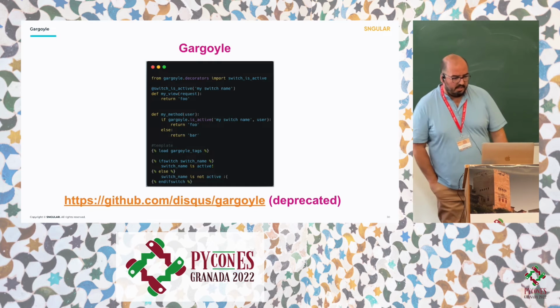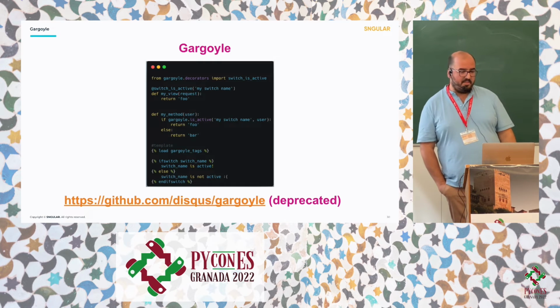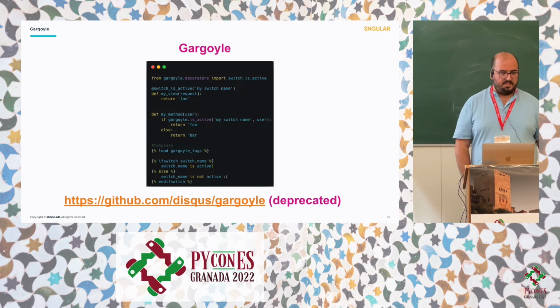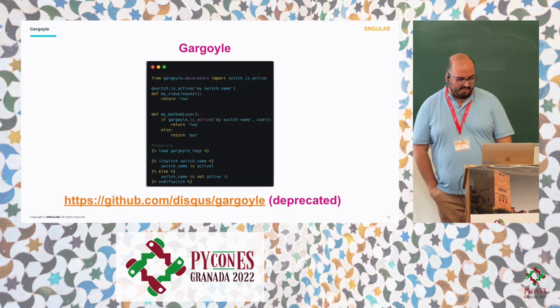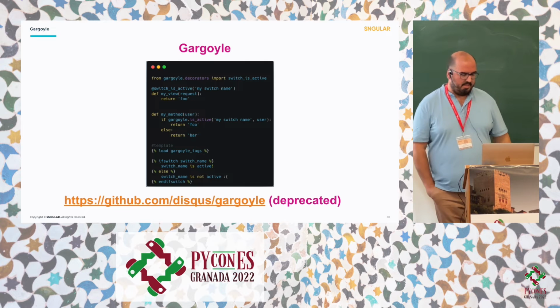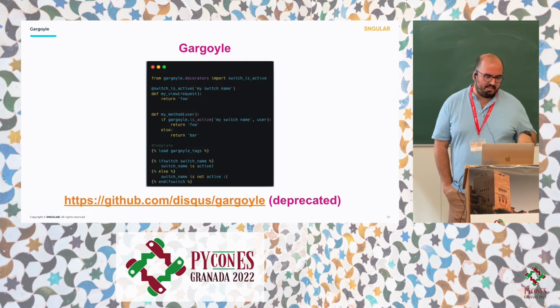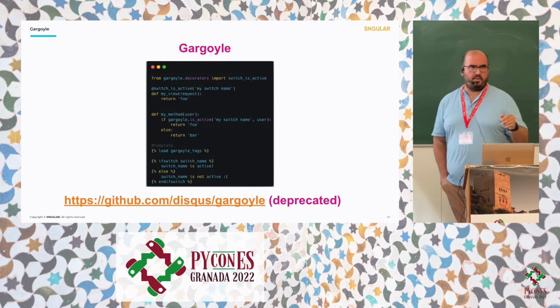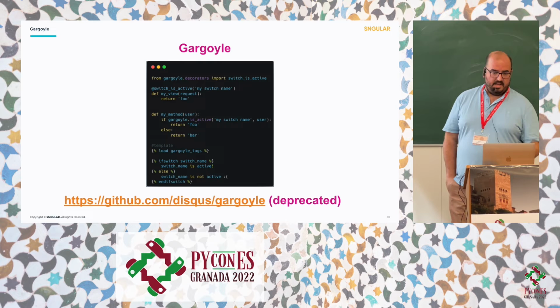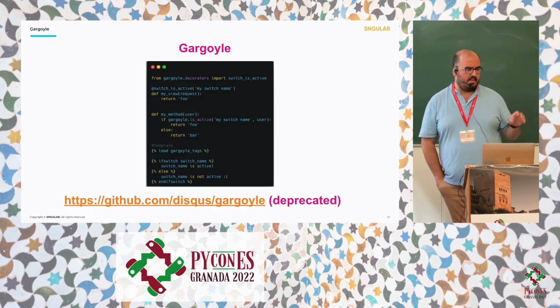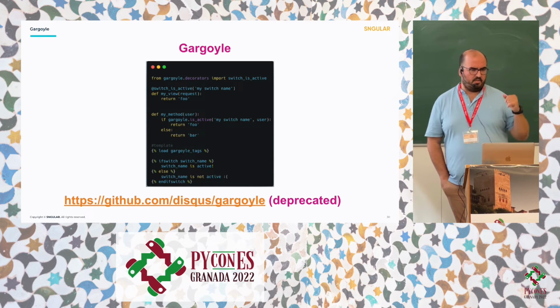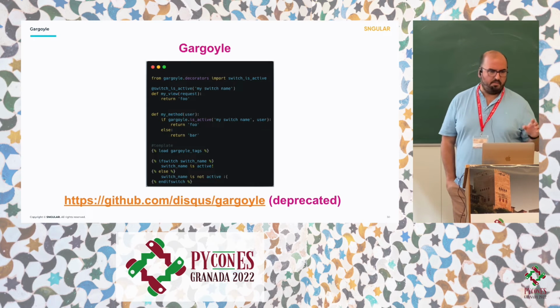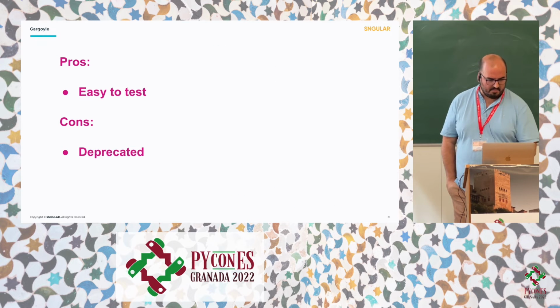Gargoyle, for me, is not much better than Django Flash. Also, it's deprecated, but, well, probably the best thing that it does is testing. It's better for testing. It has a good system of decorators for testing. And we will see one of the good habits we should have with feature flags: do tests. Test when the feature flag is true and when it's false. Gargoyle does.